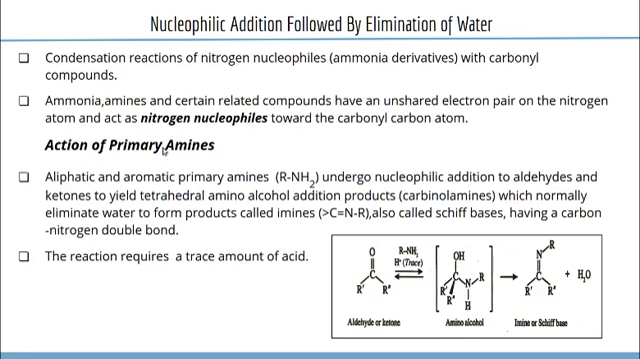Then the first condensation reaction is the action of primary amines. That means the condensation reaction of primary amines with carbonyl compounds, aldehydes or ketones. Aliphatic and aromatic primary amines, RNH2, undergo nucleophilic addition to aldehydes and ketones to yield a tetrahedral amino alcohol. First we will get the amino alcohol as the addition product, also known as carbinolamine.